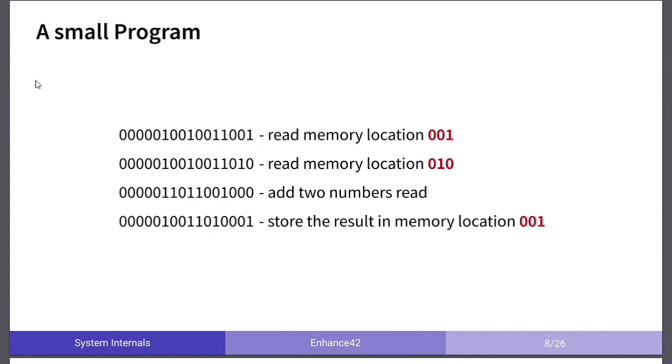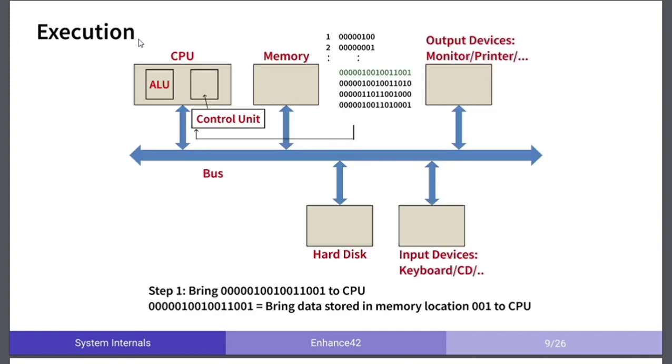Here is a small program. 001 reads memory location num1, this one, 010, reads memory location num2, and this one, 000, adds two numbers read, and 001 stores the result in the memory location. Here is the execution part. Here the num1 location and num2 location, and here it shows in this way.